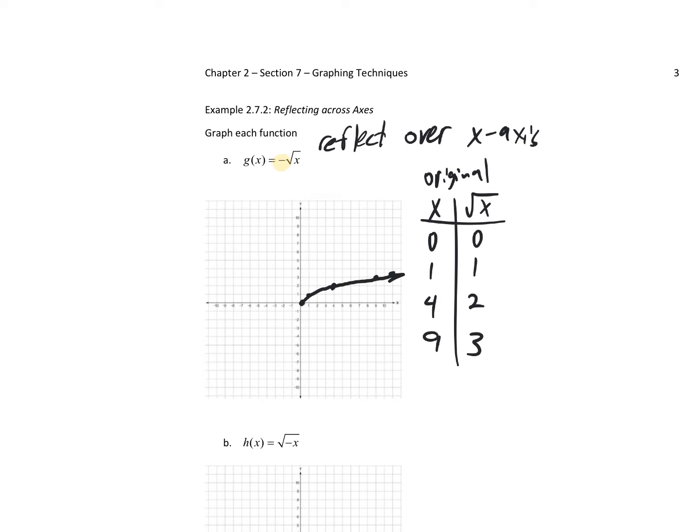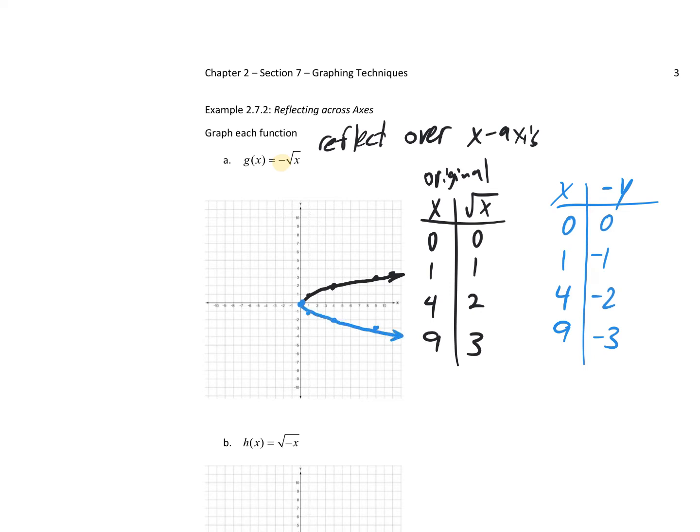And the reflected version of this, of course, is going to not change your x's, but change your y's, because again, this negative is outside of that square root sign. So it makes my y values negative. My x values will stay the same: 0, 1, 4, 9. The negatives on the y values: 0, -1, -2, -3. And what you're going to see is this graph is actually a mirror image. It's just flipped over the x-axis.